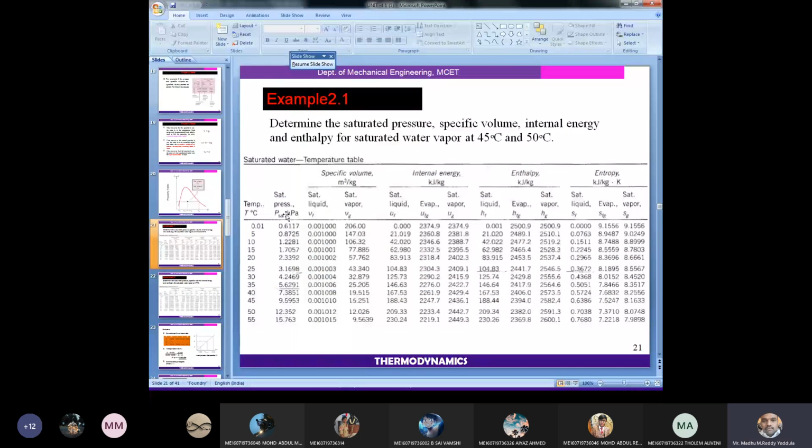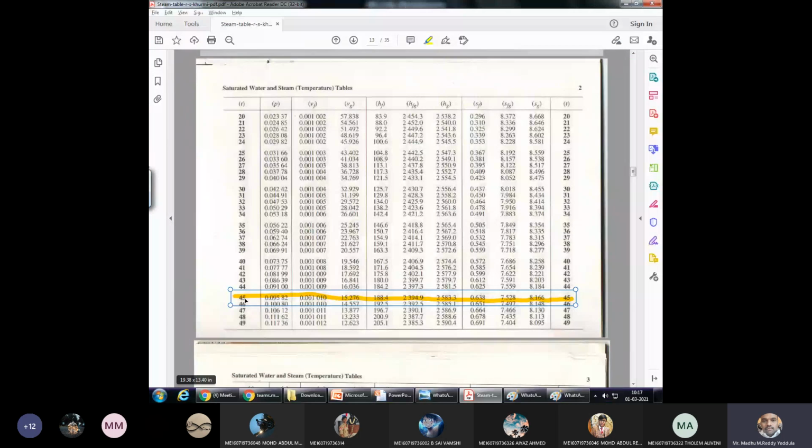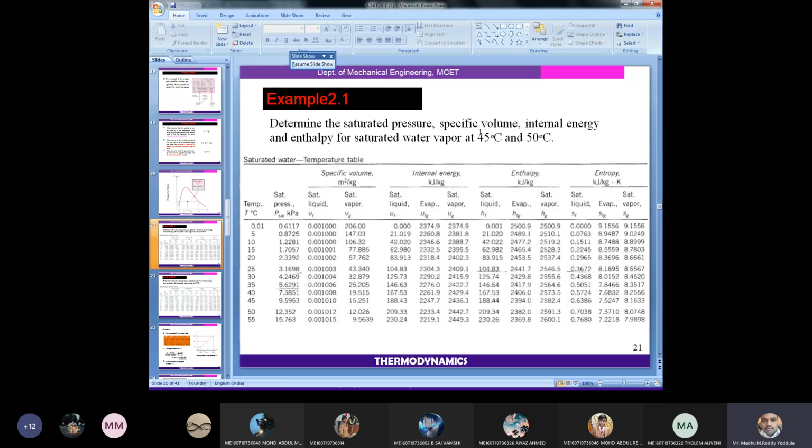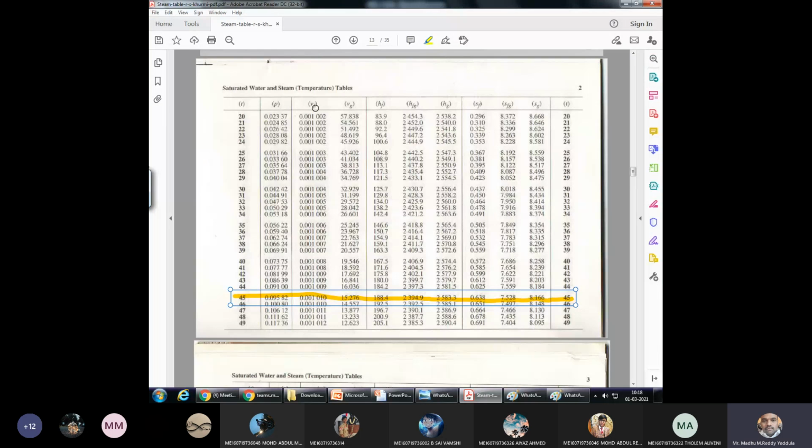Right. Now, at 45 degrees, what are the properties required? Pressure. Now, tell me what is the saturation pressure corresponding to 45 degrees centigrade? 0.09582 bar, because the units are bar for the second column, absolute pressure. Okay, that is the pressure. Then what is the second one? Specific volume.